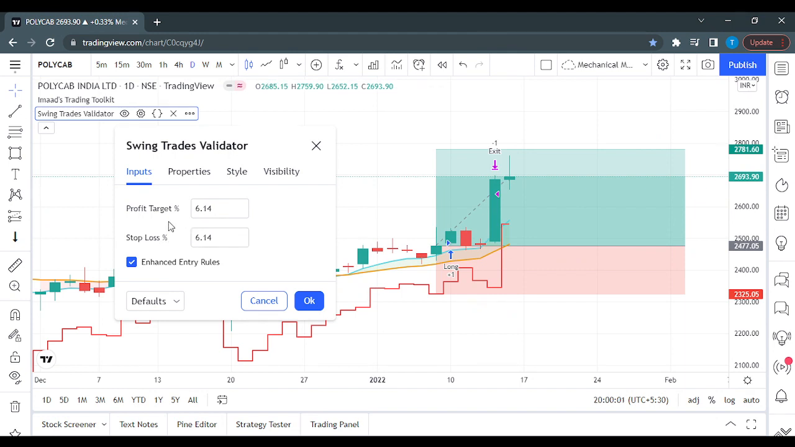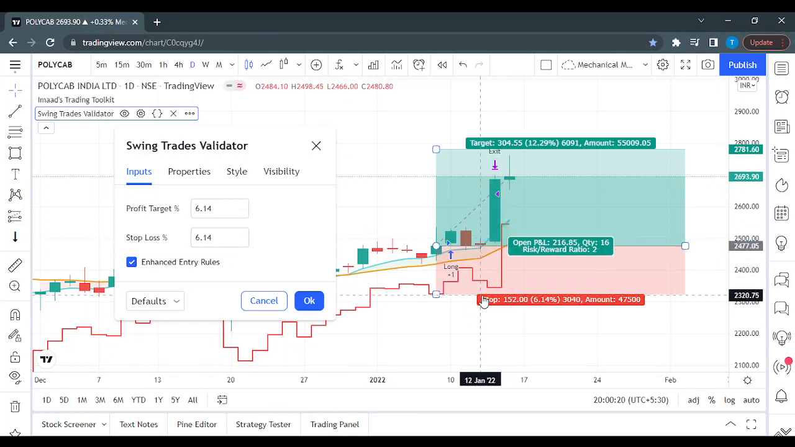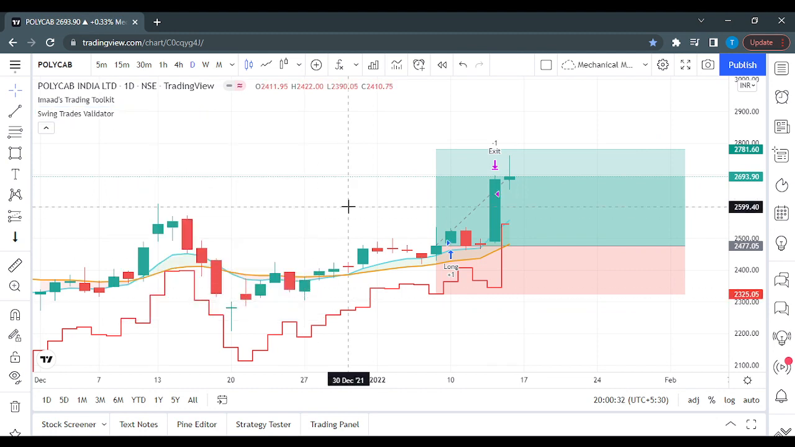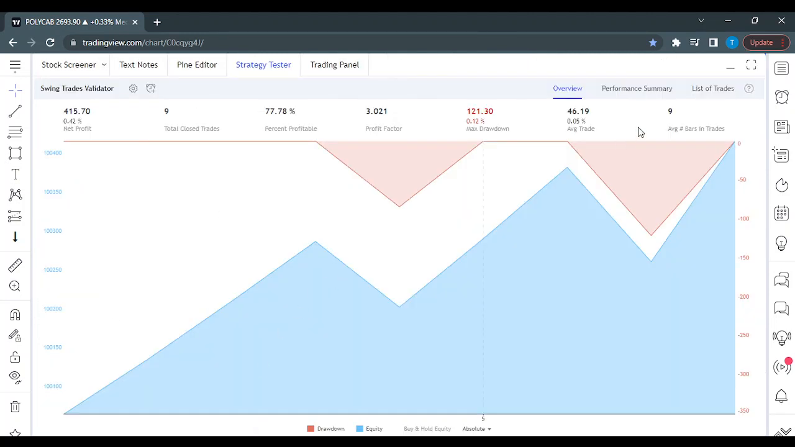Now, what are the chances and what are the probabilities? Because trading is all about probabilities, right? We want higher probabilities in our favor. We want the probability to give us an added edge that this trade might do well. So if I say that 6.14% is the stop loss that I'm going to place below my entry point, and I'm going to take an equivalent profit target, what is the probability that this trade is going to work out in my favor? Now you will just go to the strategy tester.